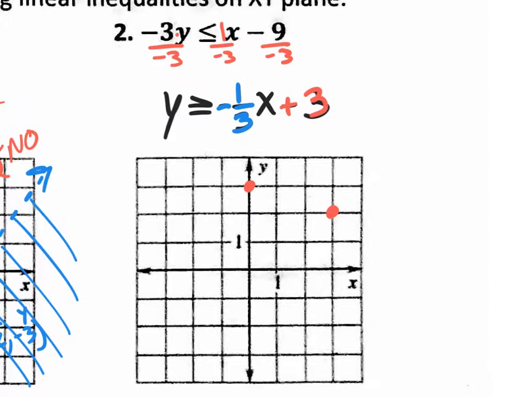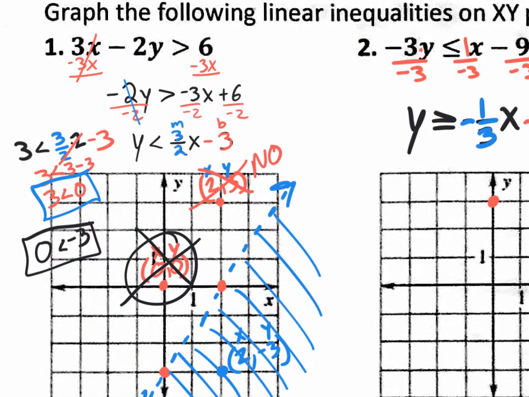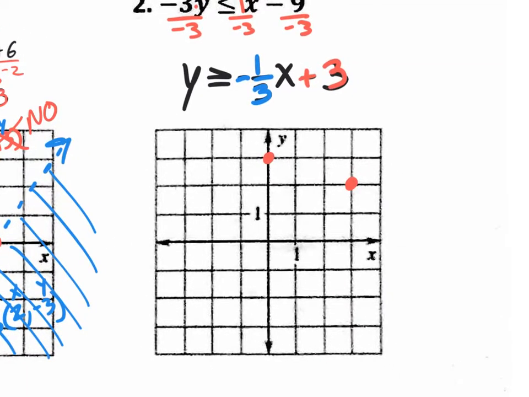But is it going to be a solid line or a dotted line? Solid. Why? Because it has a solid line underneath it, right? Over here, you did not have a solid line underneath it. So we ended up with a dotted line. But over here, you do have a solid line underneath it, so it's going to be a solid line. Okay, so let's do that solid line right there. Put some arrows on it.